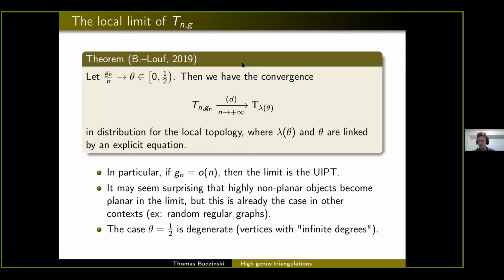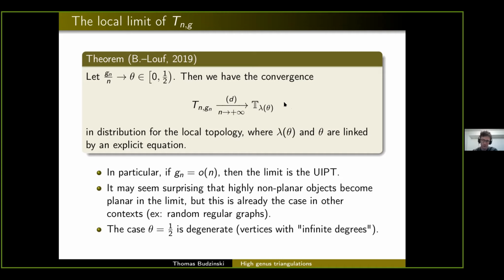So this is a result very similar to the one of Engel and Schramm, but this time for triangulations where the genus is proportional to the size. So in particular, if the genus is negligible compared to the size, then the object that we get, since it only depends on theta, is the same as if the genus was equal to 0 all along. So we recover the UIPT. So we get the same limit for, say, g equal to square root of n and g equal to 0.